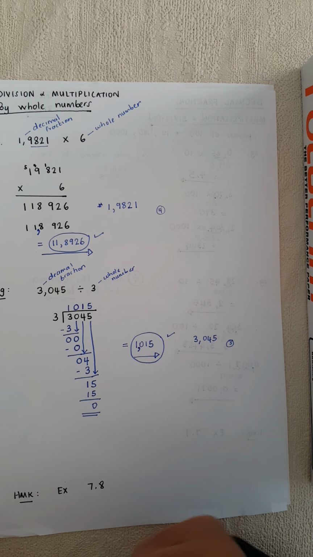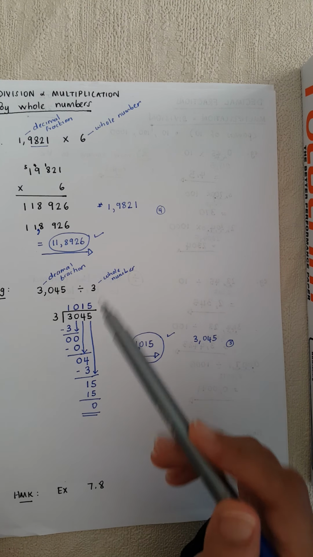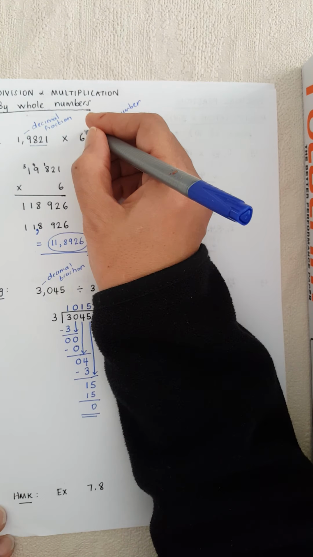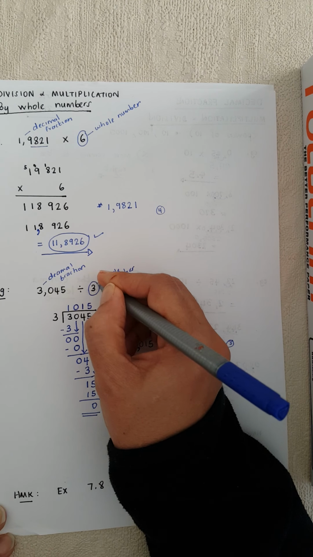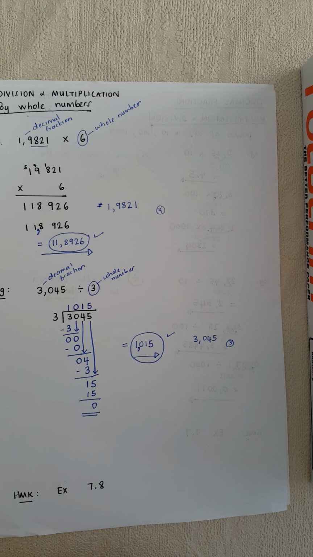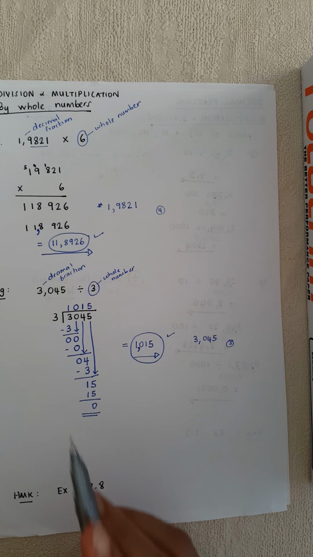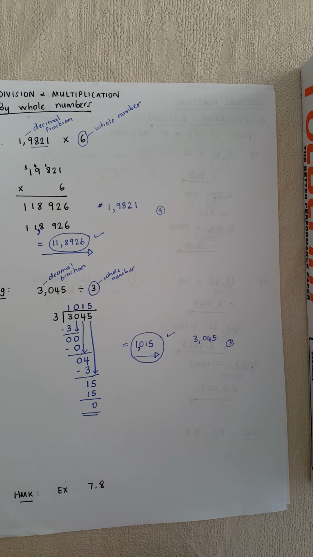So today we did division and multiplication by whole numbers. Where's my whole number? Here's my whole number here. And here's my whole number. We're working with decimal fractions this whole week, right? So yesterday we did multiplying by powers of 10, which was easy. You don't have to do all this. You're just moving the commas. And today we're doing multiplying by whole numbers, right?